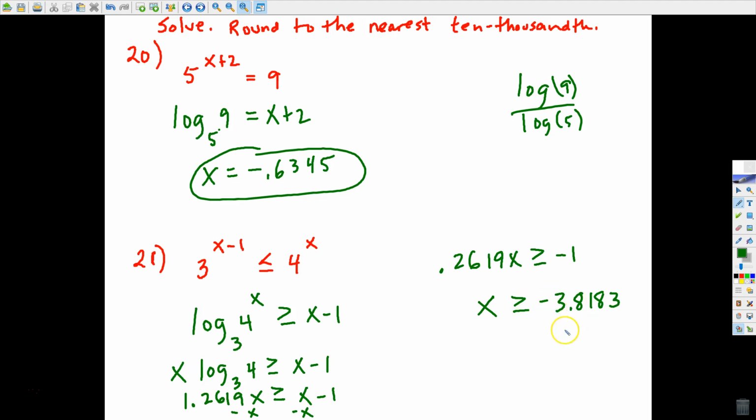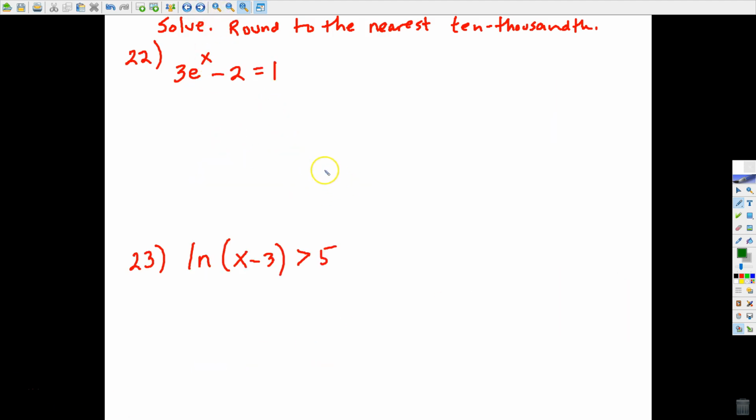So x is greater than negative 3.8183. Moving on to number 22. This is another exponential equation, but I notice that it's base e. So I've got to be careful when I turn this into a log equation, I'll make it into a natural log. But first things first, I need to isolate e to the x.